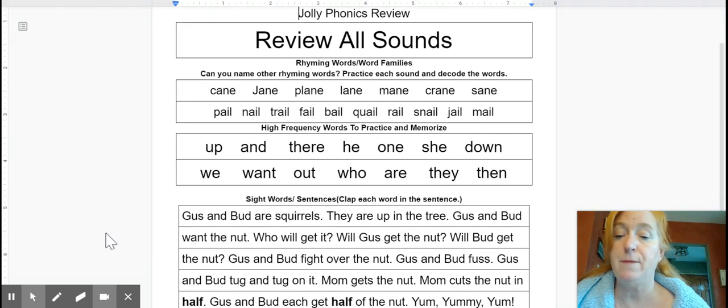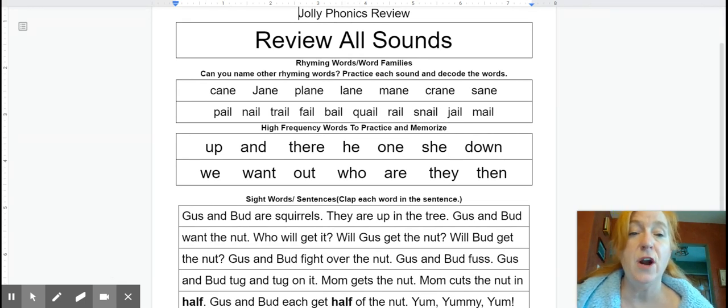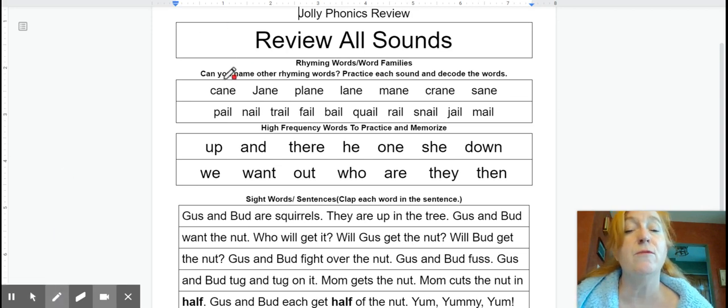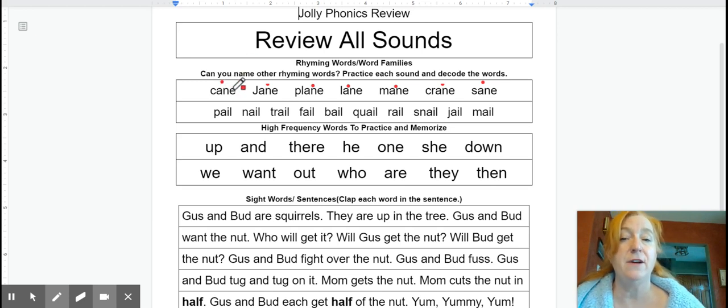Rhyming words, word families. These words here all fit a certain pattern, A, N, E. And we're going to take a look at these words here and read them together. Cane, Jane, plane, lane, main, crane, sane. Hopefully you can hear the A and E sound pattern.